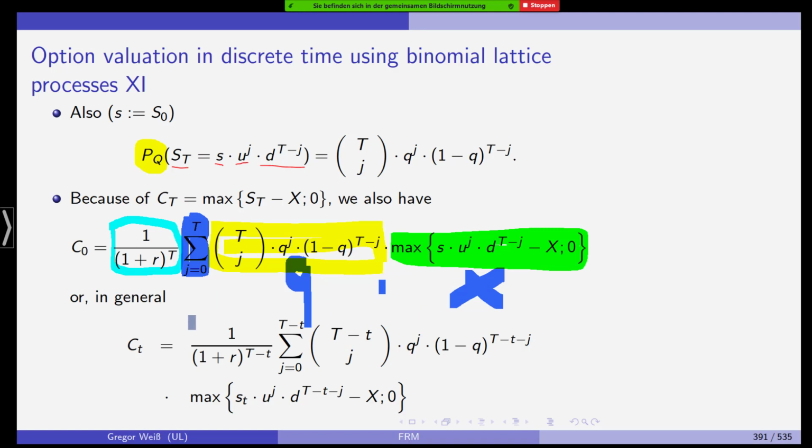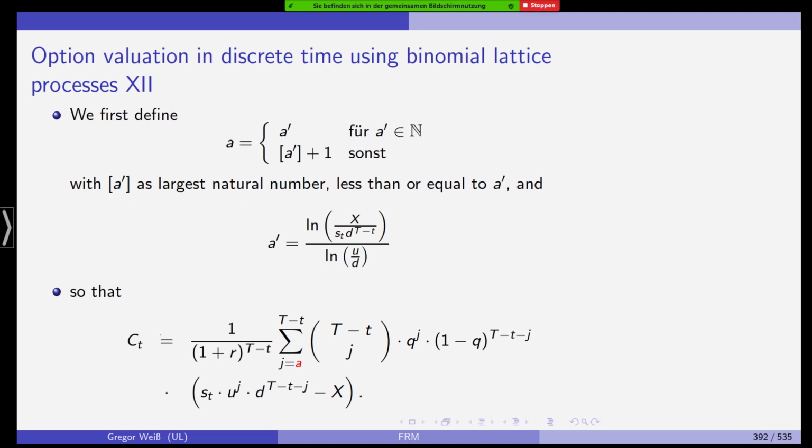Or in between, you can see we are now moving from C0 to Ct. We don't really need this. We are interested in the price today, so let's look at C0. We want to simplify this even further. The maximum function is still a bit of a problem, so we define A in this way. And as you can see, if we define A and A dash in this way, we can substitute this here in the sum and the maximum vanishes. So what you see is 1 over and so on times Q times 1 minus Q times the stock price times U times D minus X.